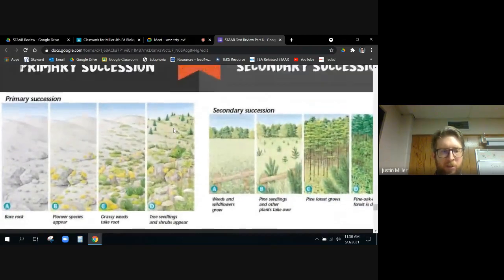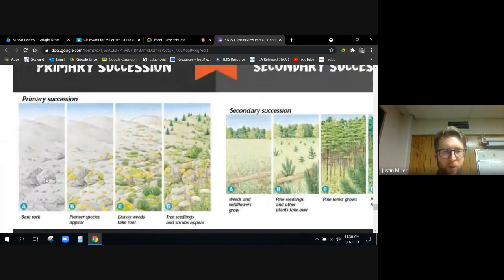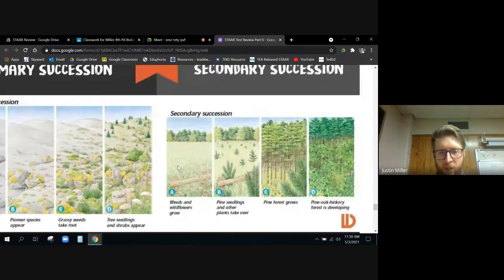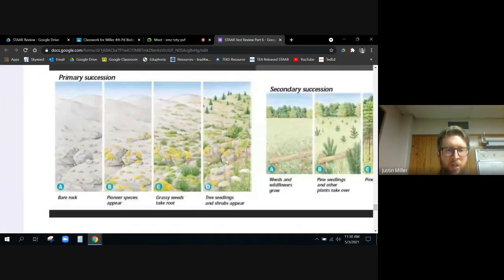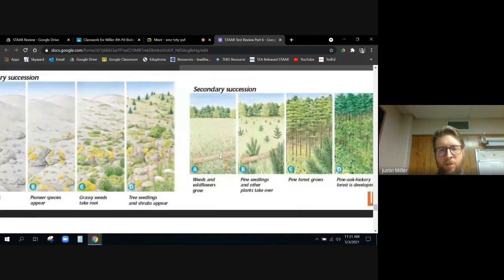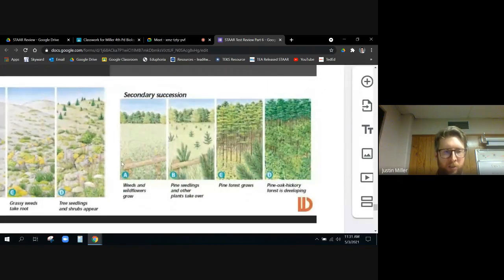Okay, so in primary succession, what do we start with? Bare rock. And in secondary succession, what do we start with? Grass or something, right? We start with something, and then it turns into something else. So the difference between primary and secondary is in primary, we go from nothing to something, and it takes a lot longer to do that, by the way. And in secondary, you go from something old to something new, and that doesn't take near as long.